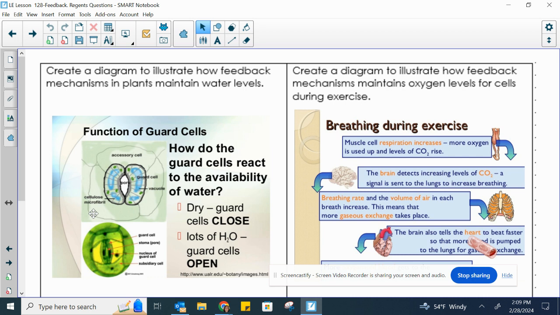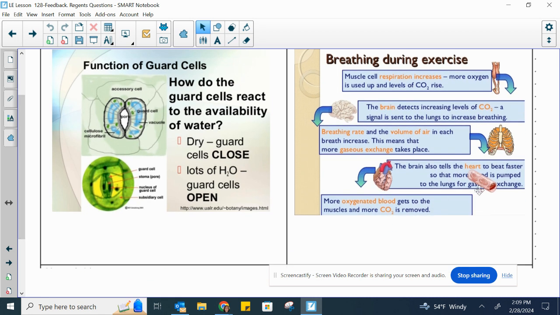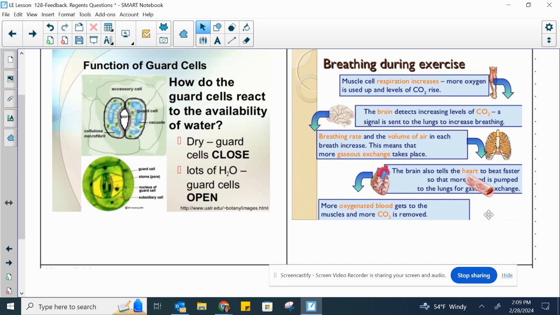And then the brain will also tell the heart to beat faster so that more blood is being pumped to the lungs for that gas exchange. More oxygenated blood gets to the muscles, more CO2 is removed. Once that level balances out, once homeostasis has been maintained, another signal goes to the brain to slow down our breathing rate.